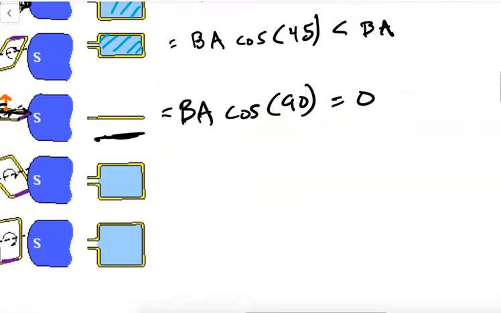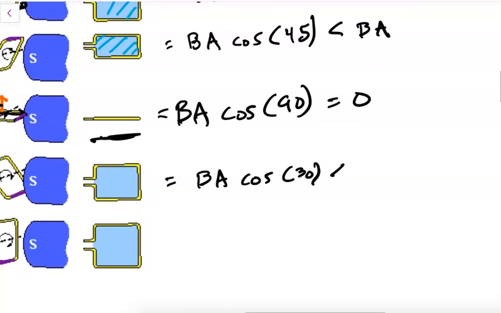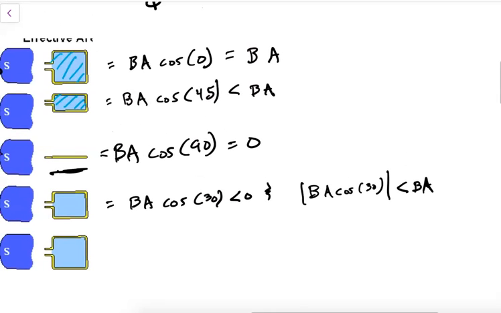So this is actually, even though it's still BA cosine 30, one thing I want to say though is it should be less than 0, and BA cosine 30 in this case is also, the magnitude of this is going to be less than BA. So similar to before, we just now know that it's less than 0 as well.